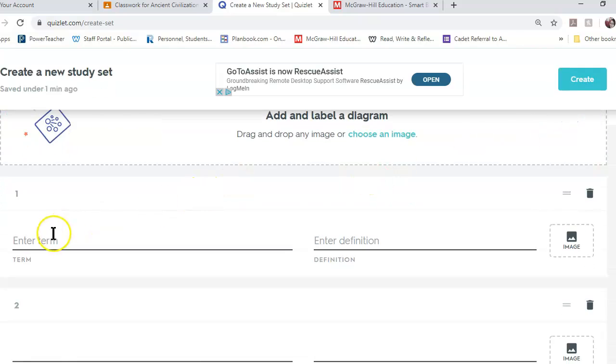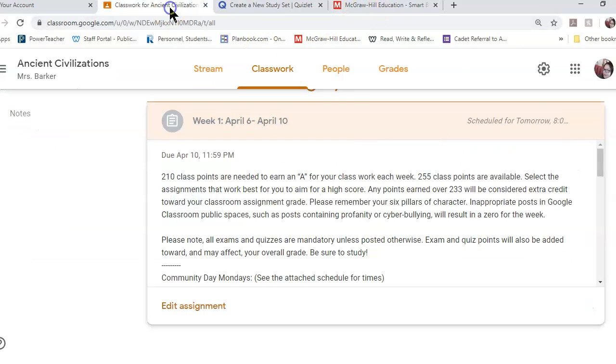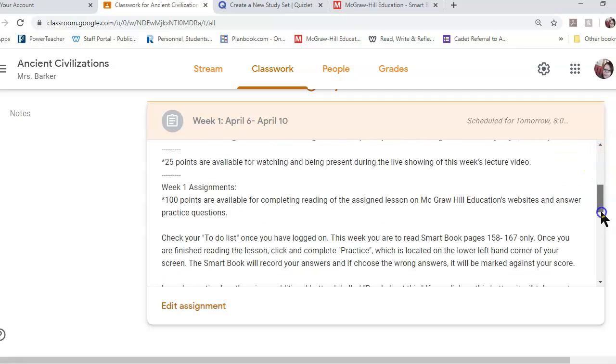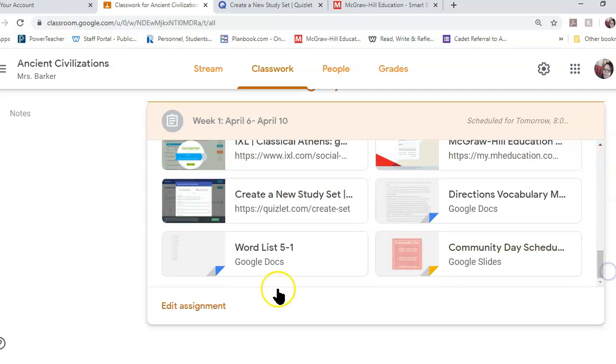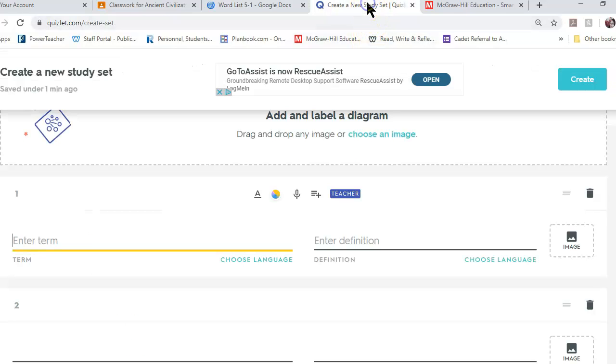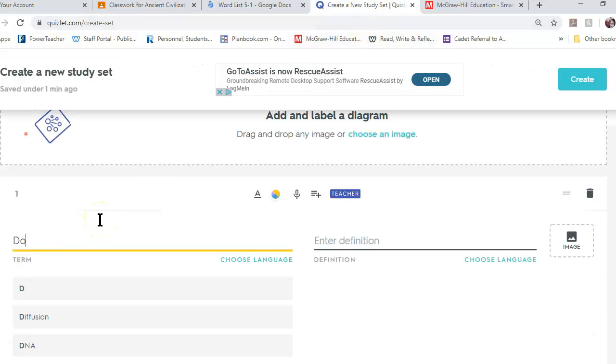You're going to go here to the first term. And our first word on our list was, let's go back to the list, dominated. So you're going to go ahead and type out dominated here. Okay?